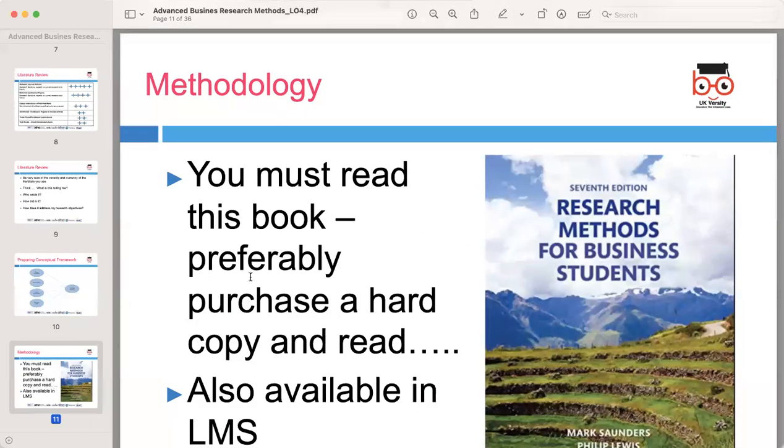Here, you must read this book. He's just referring to a book, Research Methods for Business Studies. You can check it out if you want to.